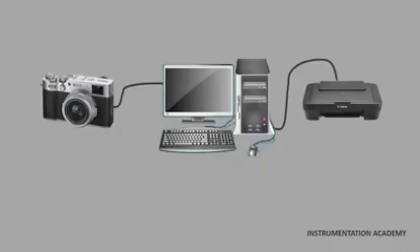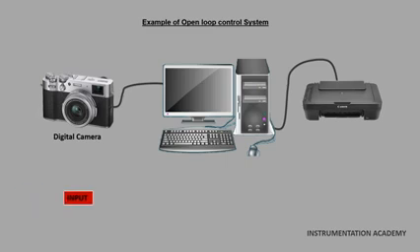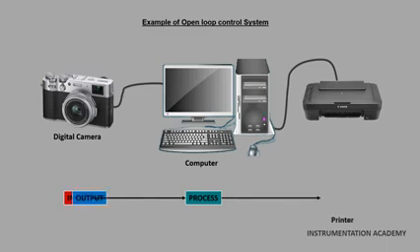Now let's see an example of open loop control system. A digital camera is used to take a photograph, which is then transferred to a computer where processing of picture is done. Now a printer is used to take a printout of this picture. As there is no feedback from output, no action can be taken to improve the quality of the picture.